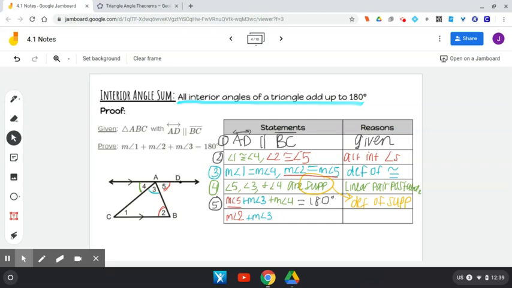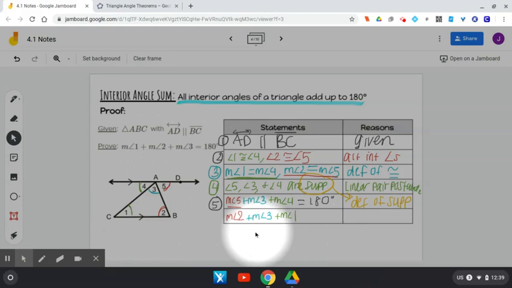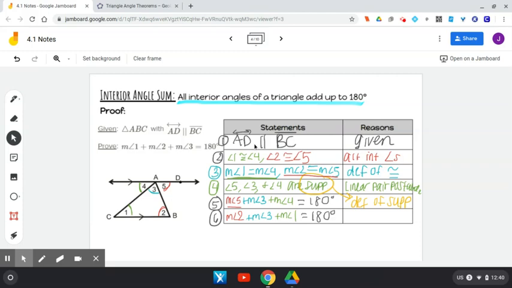And then the last one, we said that angle 4 and 1 were equal because they were alternate interior. So I have 2, 3, and 1, which matches what I have up here. 1, 2, 3 equals 180. The order is obviously not 100% the same, but we know that the adding order doesn't really matter. So we can still be at the end of our proof. And our very last reason, the only difference between steps 5 and 6 is that we substituted.